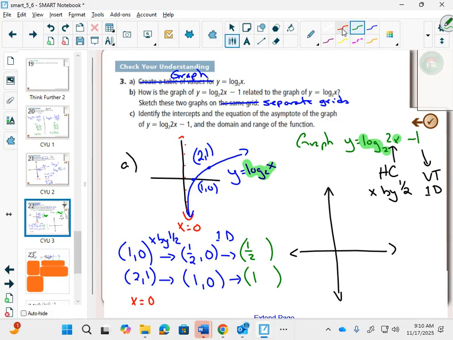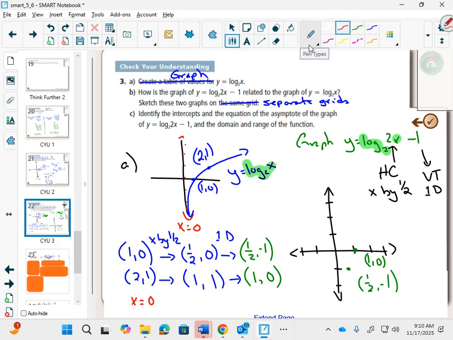My x values now aren't changing. That'll be minus 1. Oops, I did a little typo. My y values change: minus 1, that'll be 1 comma 0. So I can label these points. I've got 1 comma 0, 1/2 comma negative 1.